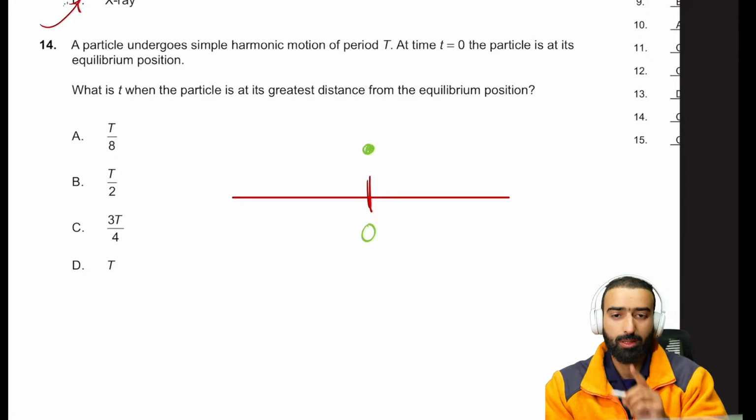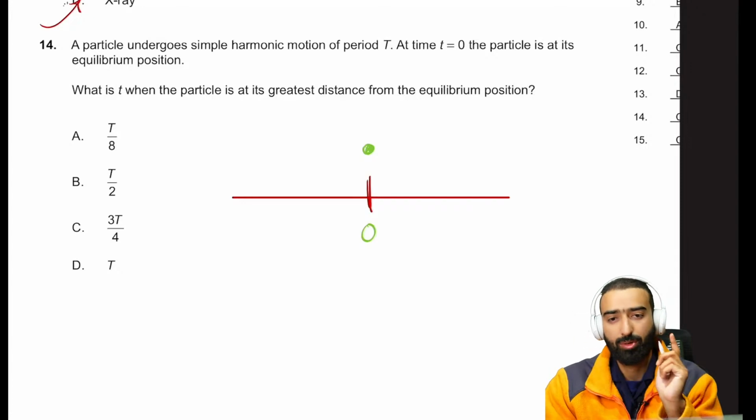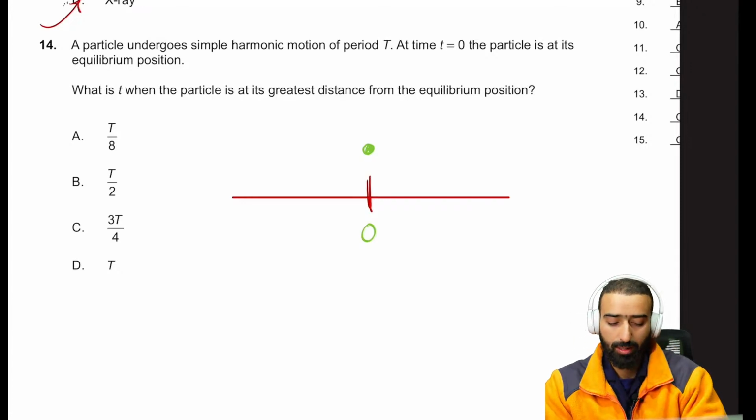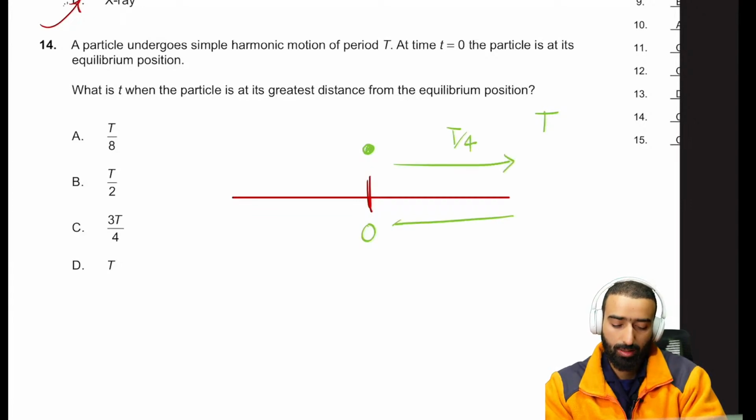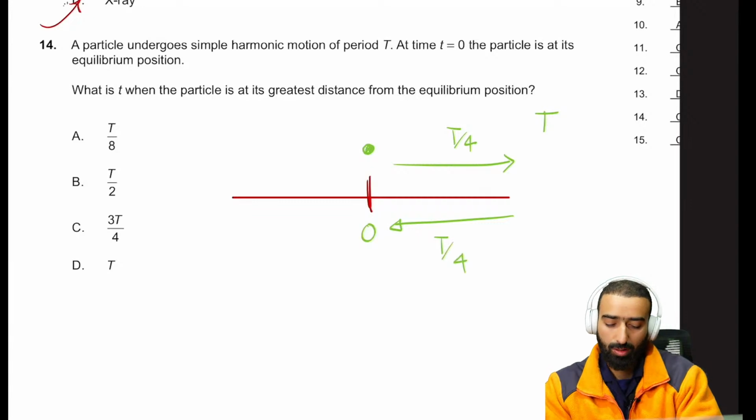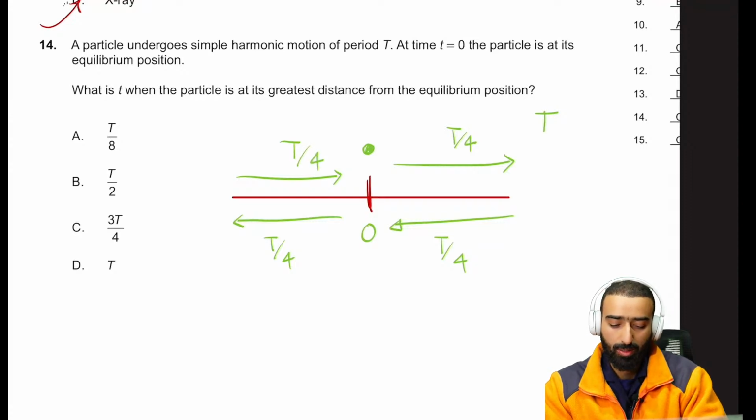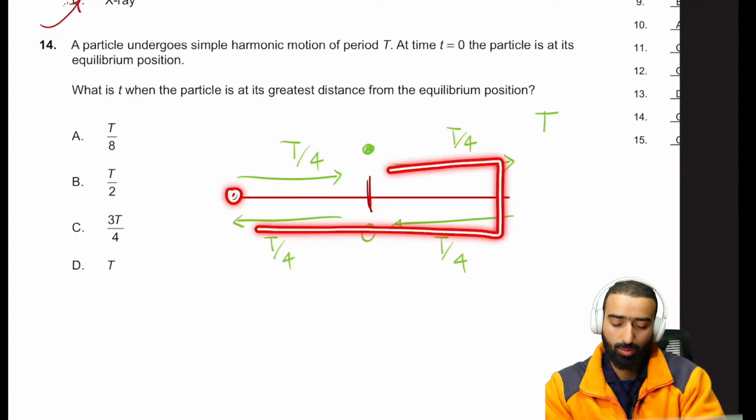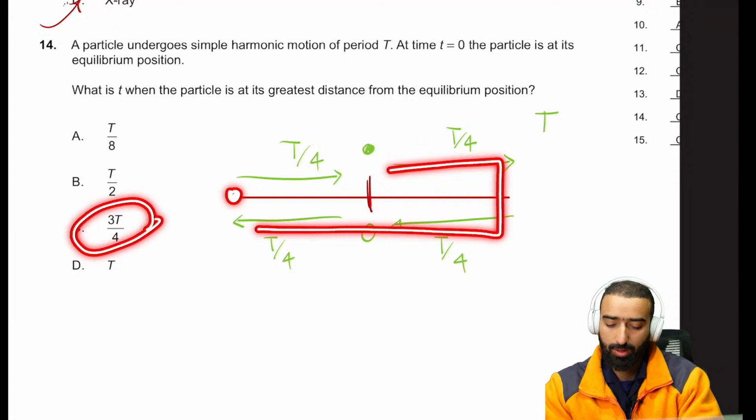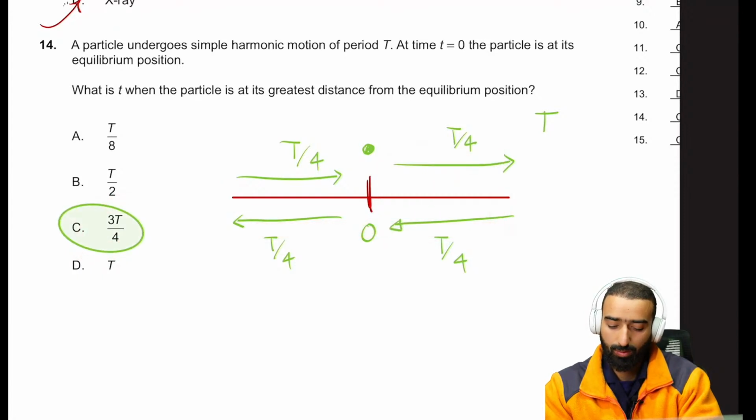Now how much time does it take for one complete trip? For one complete trip, it takes a time of capital T. That means it takes time T over 4 to go to the right, to come back it's T over 4, to go to the left it's T over 4, another T over 4 when it arrives. So when it's at the extreme, the time is either T over 4 or it's 3T over 4. And that option is given to us, so we'll go with that. 3T over 4.